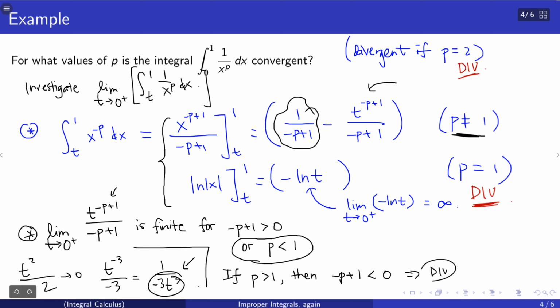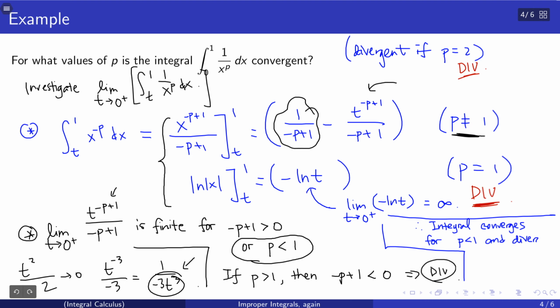So I'm not writing this out properly here. I'm all over the slide here, but I'm going to summarize what we see. Therefore, the integral converges for p is less than 1 and diverges for p, well, it also diverges for p exactly 1 as well as for p larger than 1, so it's p larger than or equal to 1. And that's it.